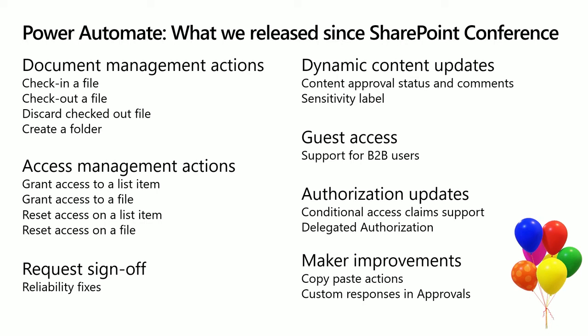There are maker improvements in the Flow portal. Copy-paste action is finally available, so you don't have to keep adding stuff. If you have something that you want to put in 10 places in your Flow, you can do that with copy-paste actions. Custom responses and approvals: you no longer have to just have approve, reject. You can have your own text. You can add as many other options as you want. Previously, it was premium. It's no longer premium. You can use it with the Office 365 license that you have in your Flow. It's a very, very powerful thing, custom responses.